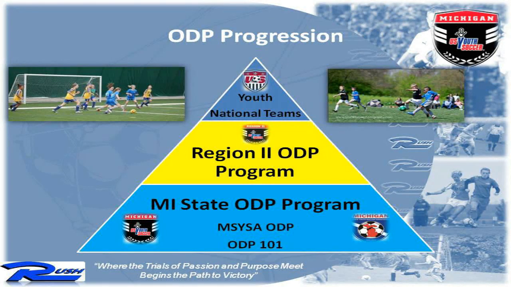So our youth national teams are comprised of players picked out of the ODP program, as well as there's an alternative program on the boys' side of the U.S. Developmental Academy. So there's essentially two different pathways to get to the national team, one through the ODP program, and secondly through the Developmental Academy as an option.